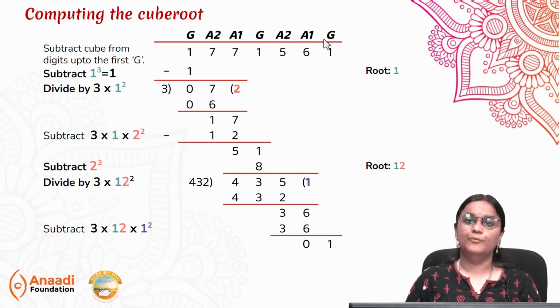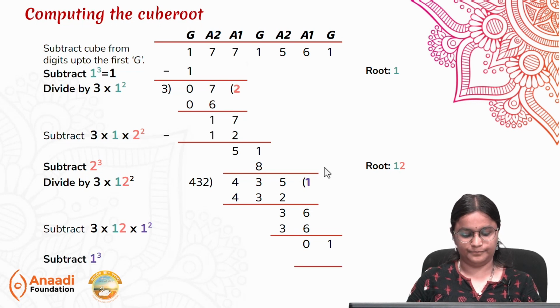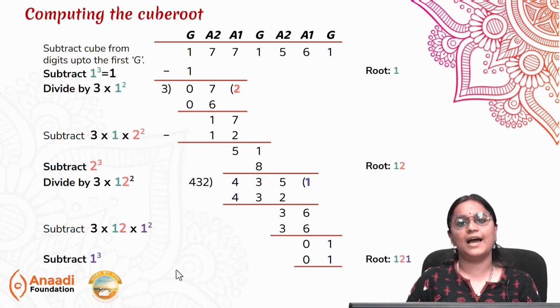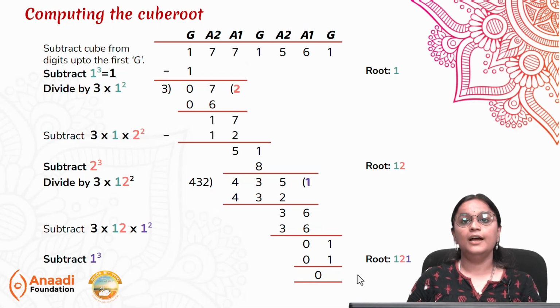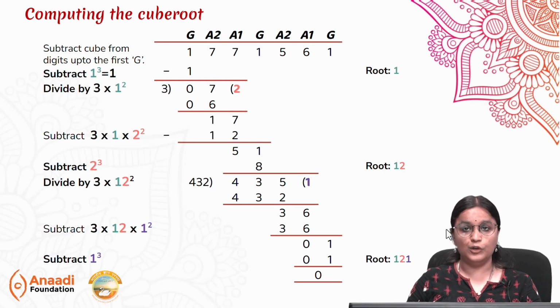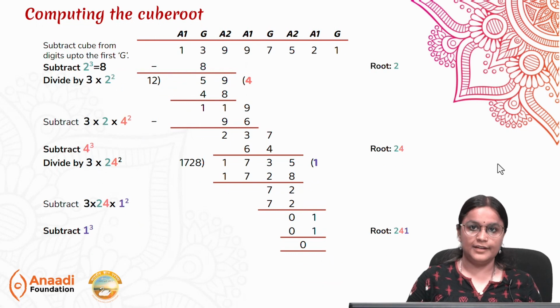Finally, we bring 1 down, which is the last digit left in our calculation from the ghanasthana. Now, since our previous quotient was 1, we must subtract 1 cube from it, and since we are subtracting a cube, we must add 1 to our root number. Our calculation ends here and we find that the root of this particular number is 121. That is, the cube root of 17,71,561 is 121.